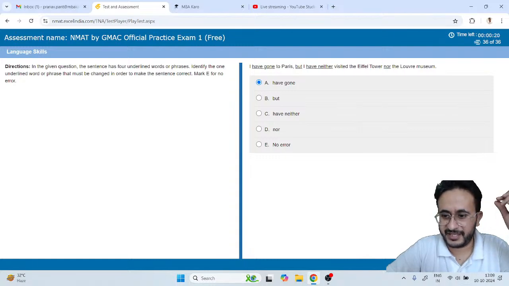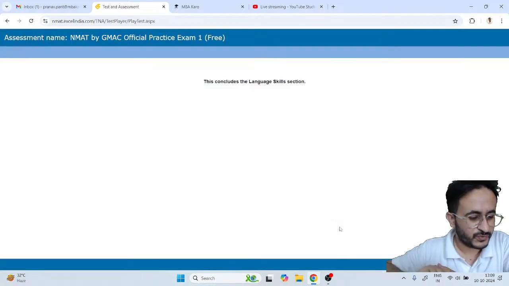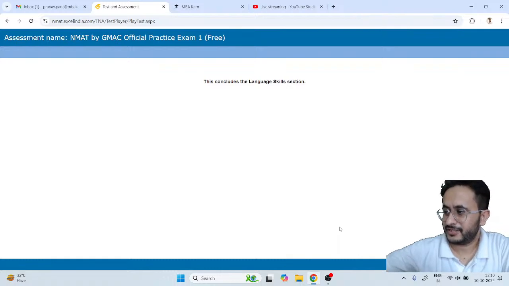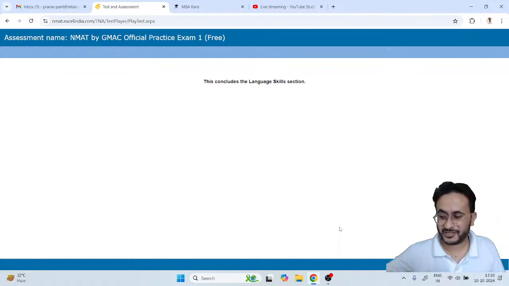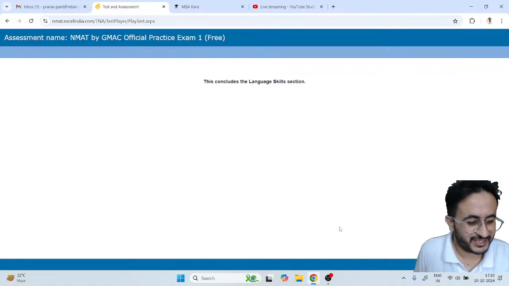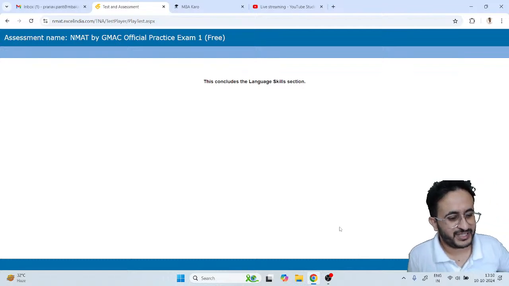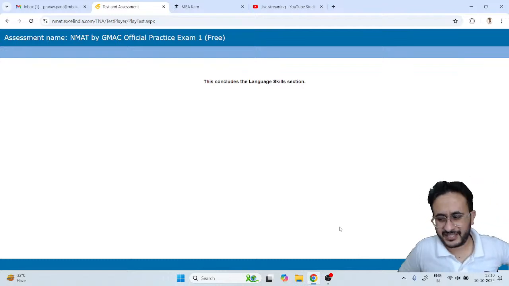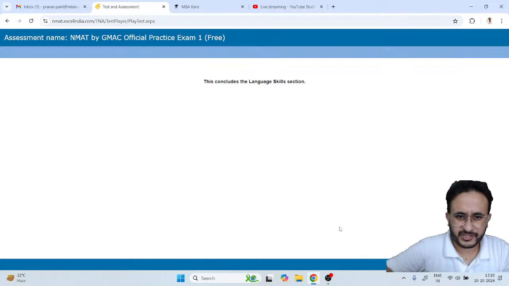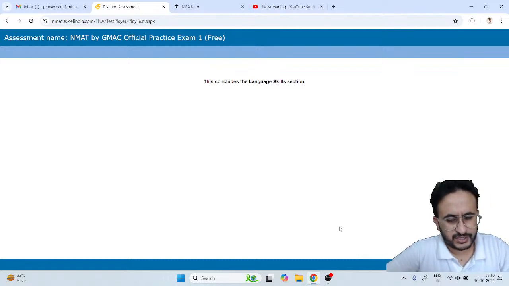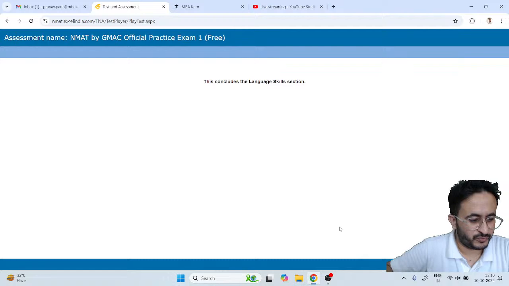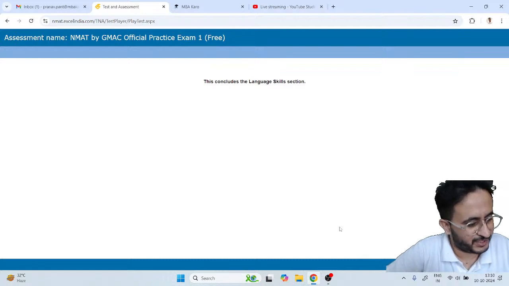So let's end it. Okay, so we come to the end of the test. So how many marks do you think I would have scored in this? I don't know about English. Quant I did decent, right? Scoring of 30 plus. Reasoning also some I was able to do. So what is your comment? Comment the score that you expect. Like how much do you think?